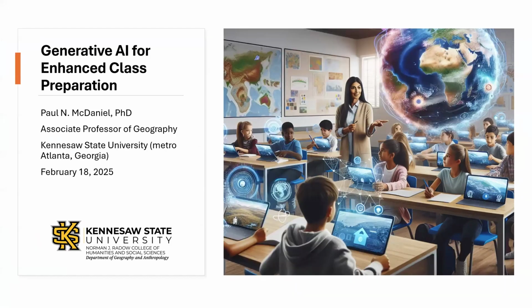Okay. Great. So I'm Paul MacDaniel. I'm an associate professor of geography at Kennesaw State University, which is in Metro Atlanta, Georgia, here in the Southeast. I'm also currently the vice president for the Southeastern Division of the American Association of Geographers.